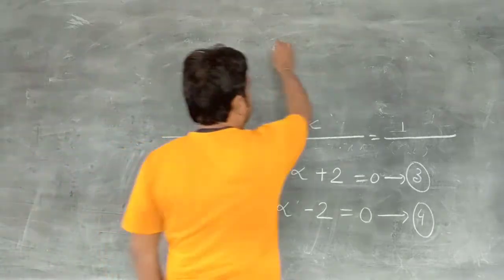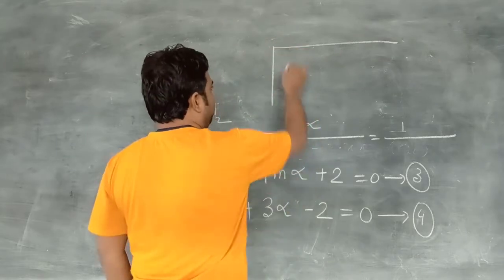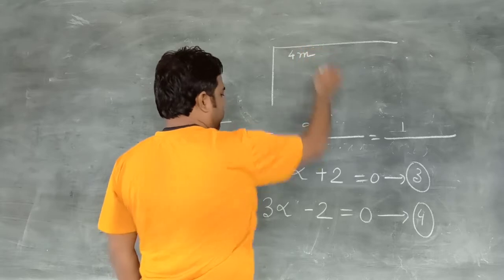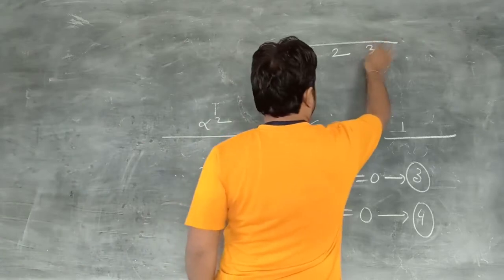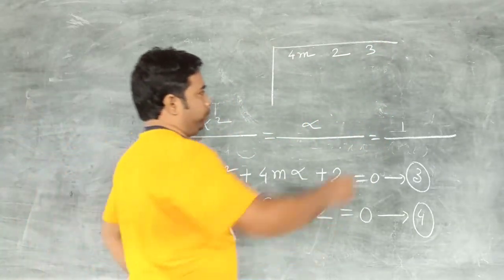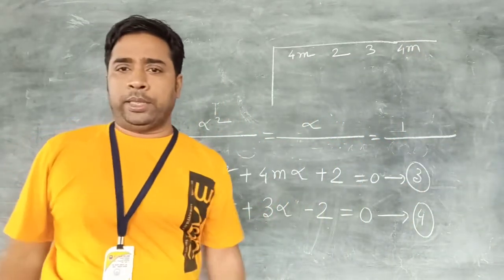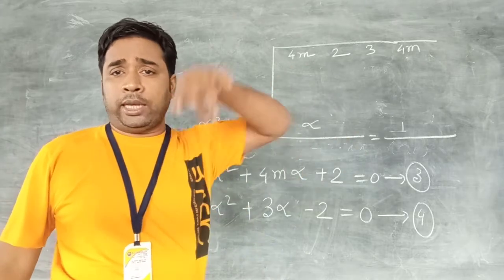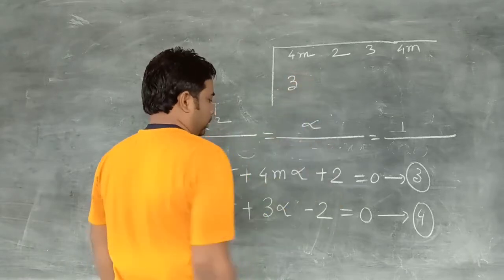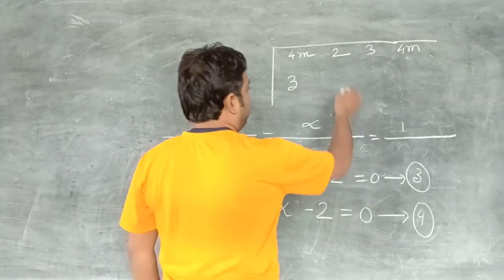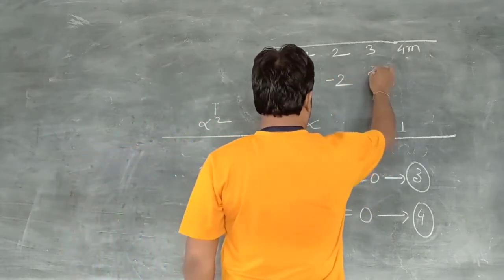Okay, so you can show it in a graph. First we will take the coefficient of b. What is the coefficient of b? 4m. Then this one, 2. Then this one again, 3. Then again 4m. That was the rule of the cross multiplication method. We shall start from b and end at b. That means we shall start taking the coefficient from y and end at y. Then it will be 3, then minus 2, then 2, then 3 again.